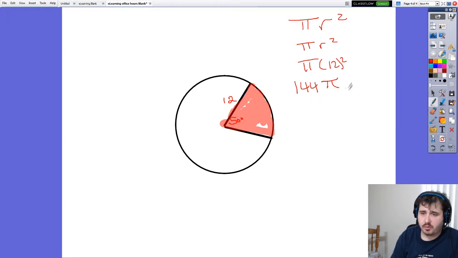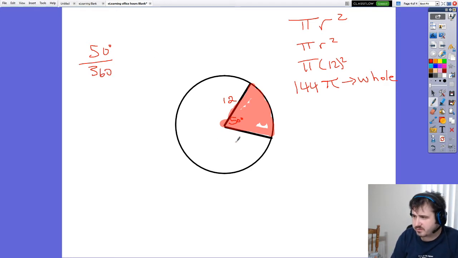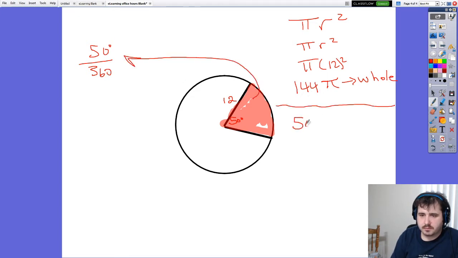But we only want 50 degrees out of 360, because it's a circle, right? 360. So 50 degrees out of 360, that's 50 out of 360 times 144 pi. It says exact answer in terms of pi.